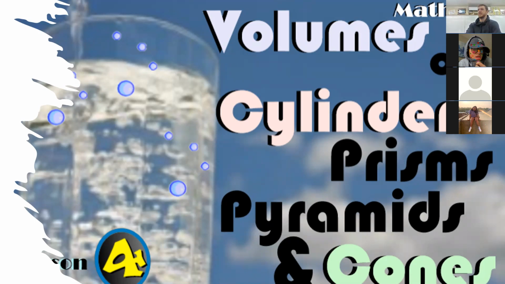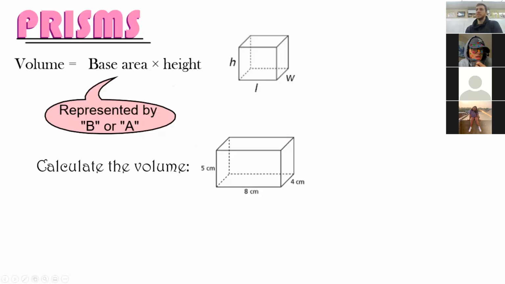And prisms. So volume, I honestly believe, is easier than surface area. There's no adding, it's just taking the formula and multiplying. So calculate the volume of this prism. And when you find volume, it's usually the base times the height. So you're going to find the base of your shape, and then you're going to multiply it by the height.